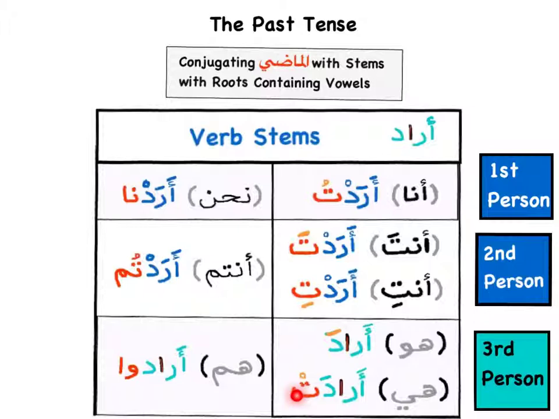هي أرادت. We add the ta for the feminine, ta sukoon. هم أرادوا. We add waw, alif, and remember the alif is not pronounced. So with first person, second person, singular and plural, we lose the alif and add the suffixes as usual for number and gender. And for third person, we just add the fatha vowel for ماضي, and the ta for هي feminine, and the waw for the plural, third person هم أرادوا.